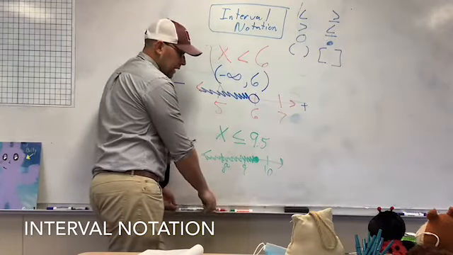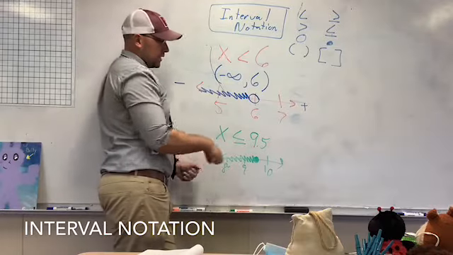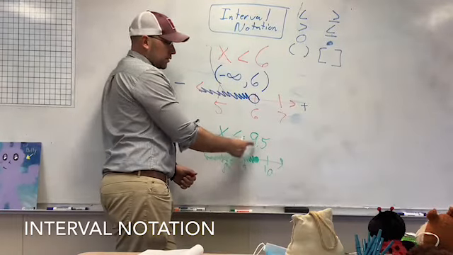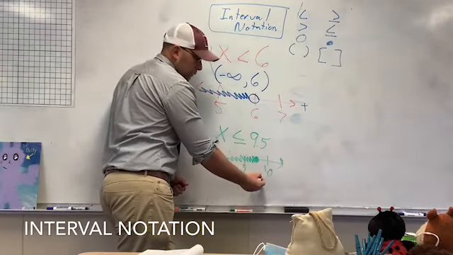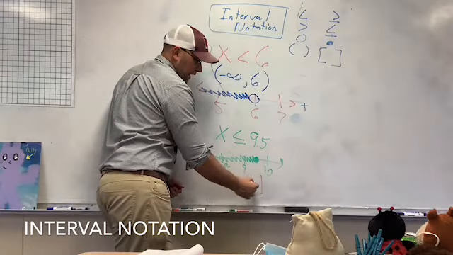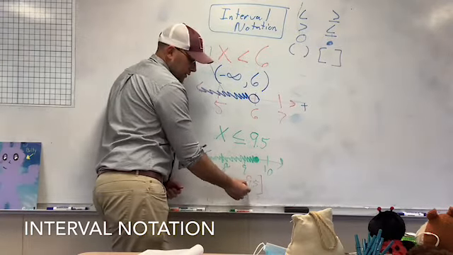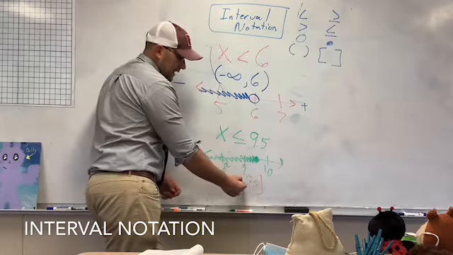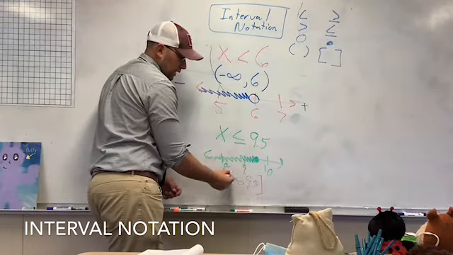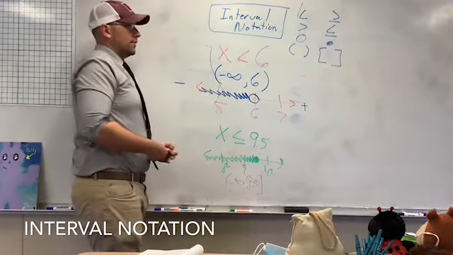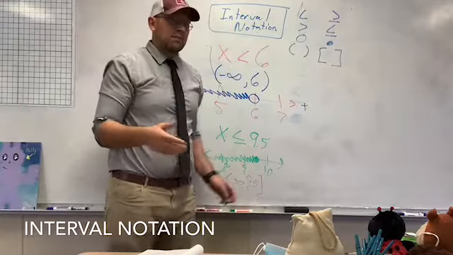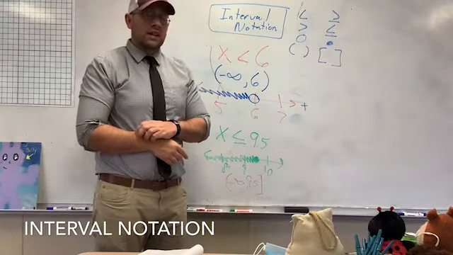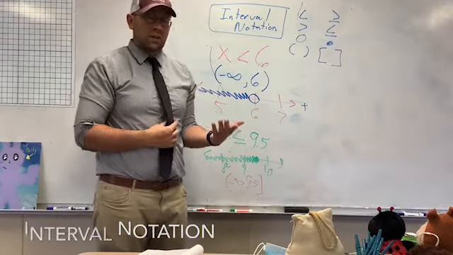How would we write this in interval notation? Well, since we have a less than or equal to, it can equal 9.5, and it goes in the negative infinity direction. Now that is an example of both ways to do this on a number line using just a single inequality.